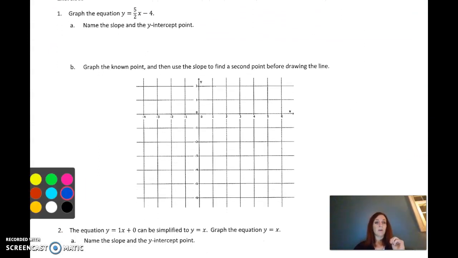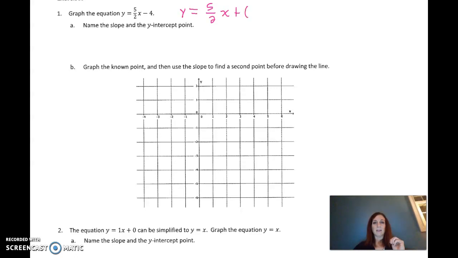Remember, it's always important when you see something like this to rewrite it as a plus. Y equals 5 over 2 times x plus a negative 4. Instead of saying minus 4, we say plus negative 4. You don't have to as long as you recognize that as a negative. So if we need to name our slope and y-intercept, our slope is the coefficient of x, the number attached to the x, 5 over 2, and our y-intercept is the number being added on, negative 4. It doesn't matter the order. The one with the x is the slope, the one without is the y-intercept.